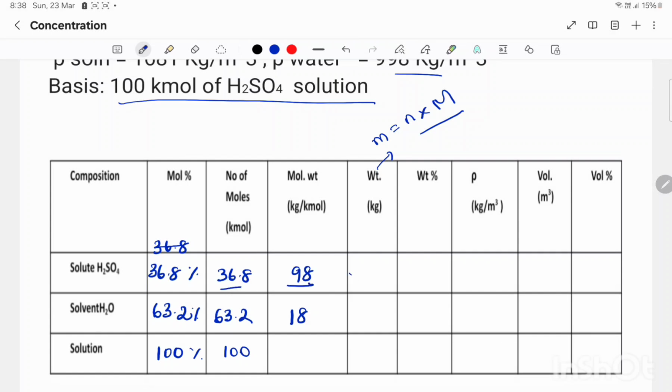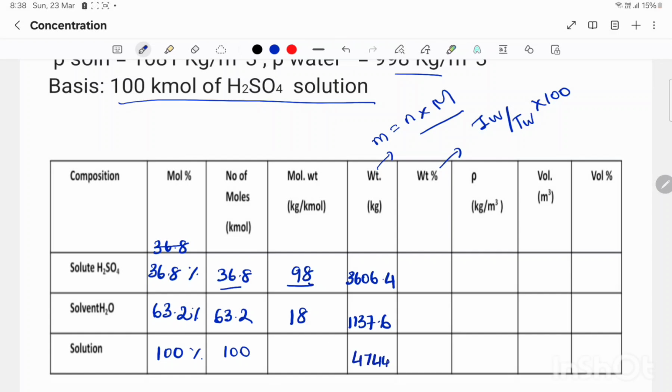That will give you 3606.4. And next, 63.2 multiplied by 18 will give you 1137.6. Next, to calculate weight percentage, we need individual mass by total mass into 100. So we need the total: 3606.4 plus 1137.6 will give you 4744.